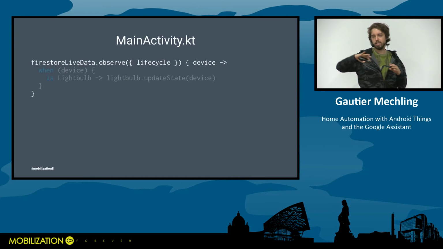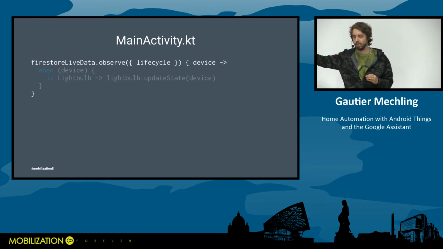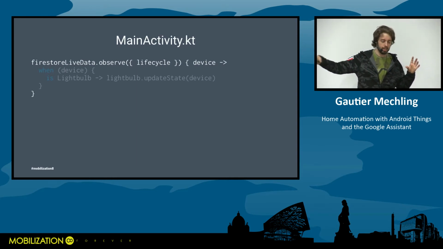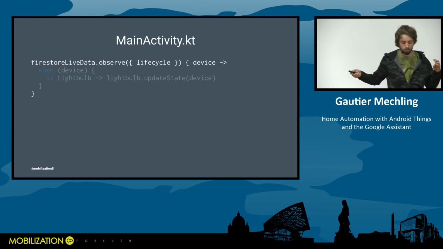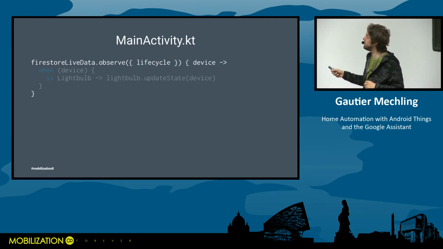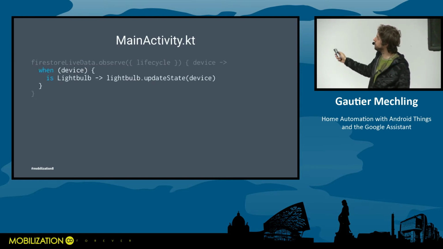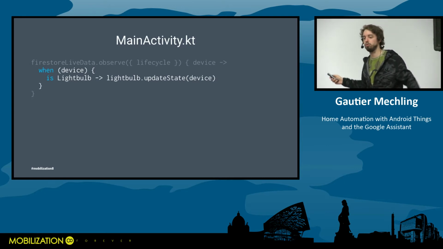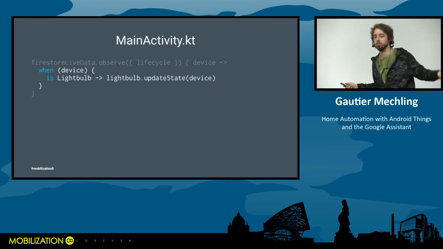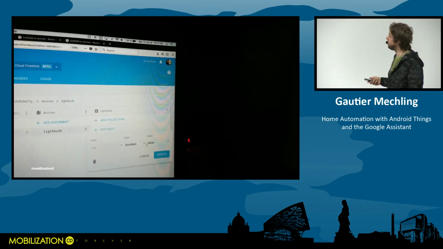Now, in our main activity, remember earlier we have created a live data to listen to Firestore changes and be notified wherever we want. So in our activity, we get a reference to our live data, we observe it, and every time we receive some data, if the data is for the light bulb, we will just call our Bluetooth LE method to send Bluetooth packets to our light bulb.